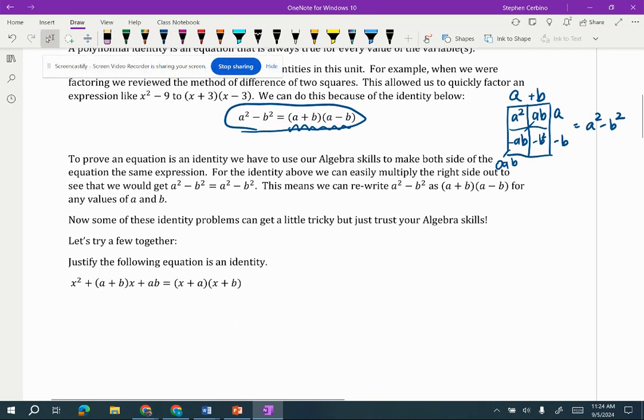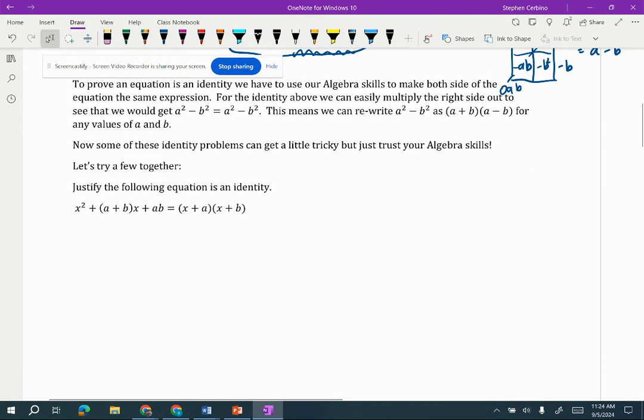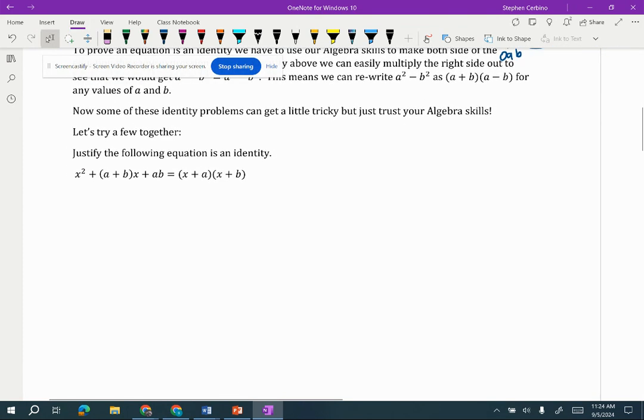So let's try a couple of identities here together and see how we do with this concept. So here's another one. So the question asks us to justify that the following equation is an identity. Since it's saying justify, it's pretty much telling us it is going to be an identity. We just have to manipulate or use our math skills to see that they're the same. So let's start on the left-hand side here.